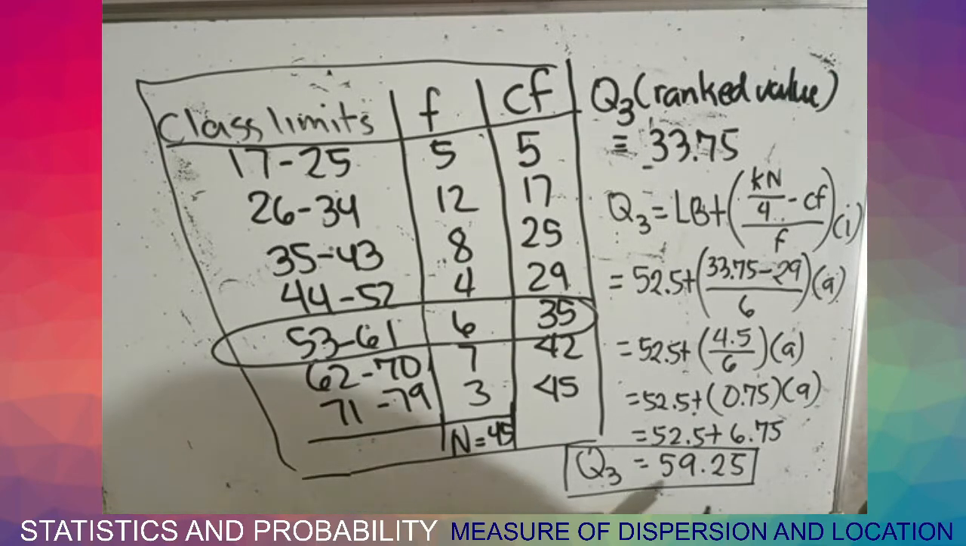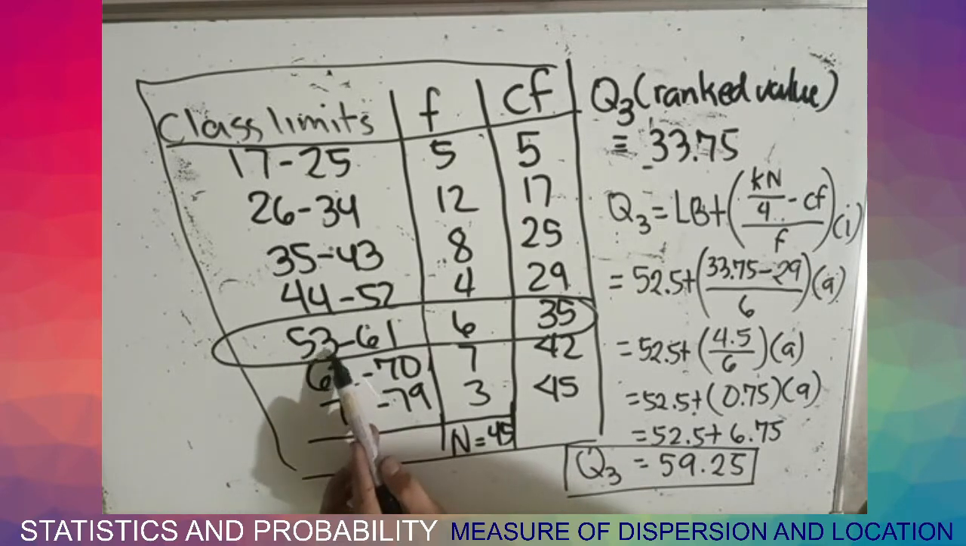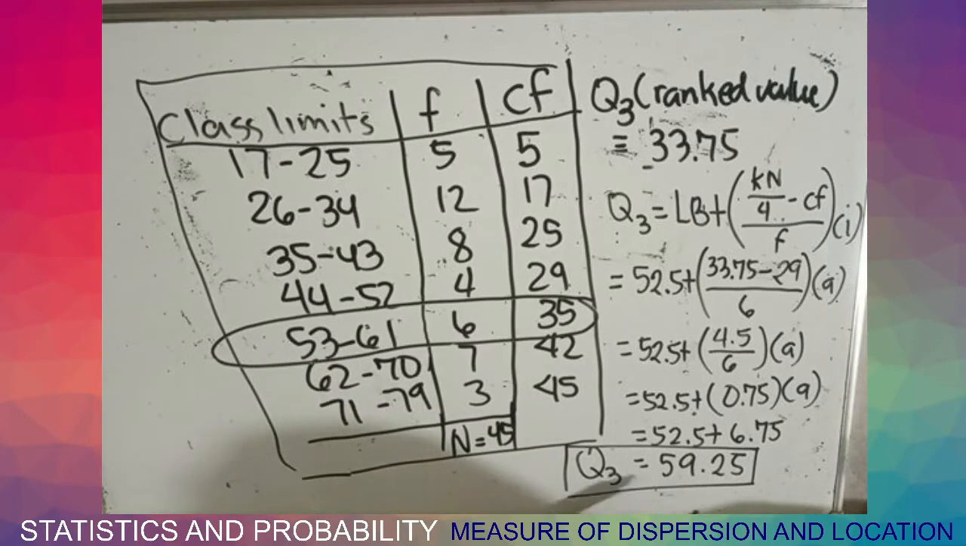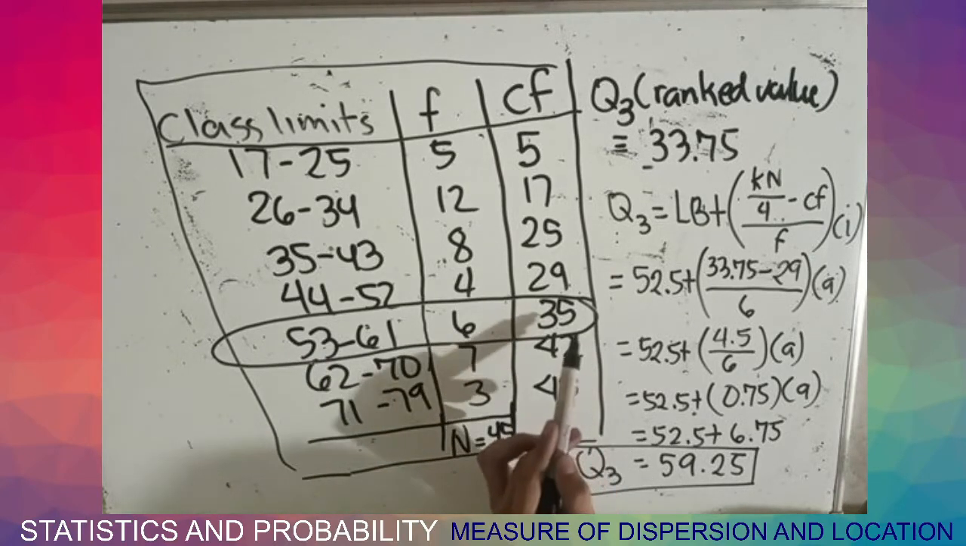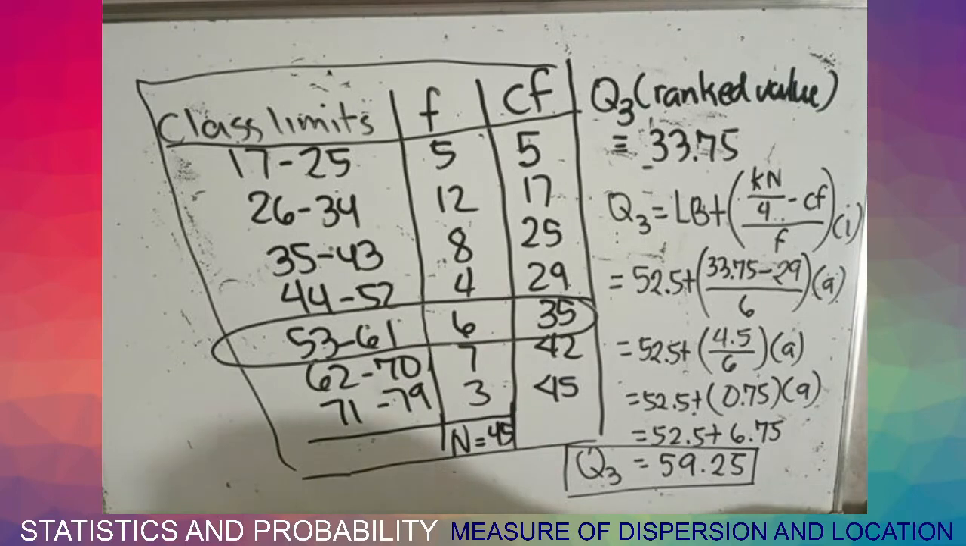Kung mapansin nyo, 59.25. Kung pagbabasehan natin si class limits, under pa rin siya ng class limits natin. So, si 59.25, under pa rin siya nito.